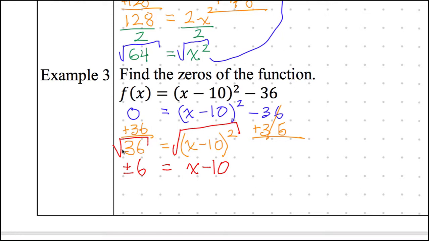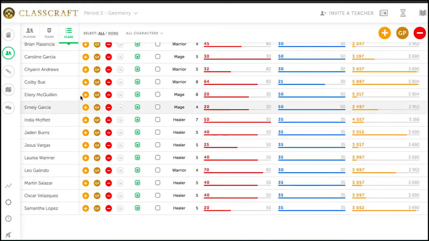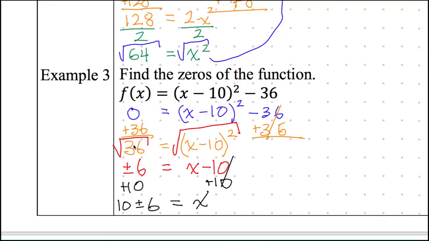All right. Last chance for XP. For example number 3, what's the final step? Colby, you want to do it? Add 10 to both sides. Add 10, add 10. So now I have 10 plus or minus 6 is equal to x, since those 10s cancel out. And that would be my answer, but that's a little bit confusing, so I'm going to write this in 2 different answers. While that is technically the answer, I'm going to write it a little bit better. So Colby, you are now in again, more XP.